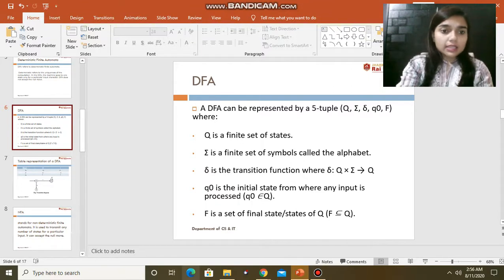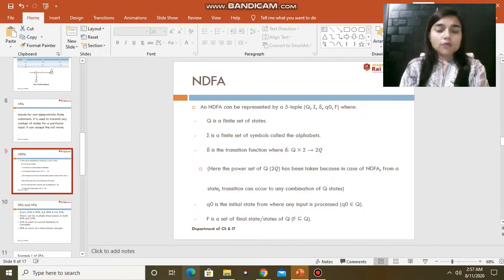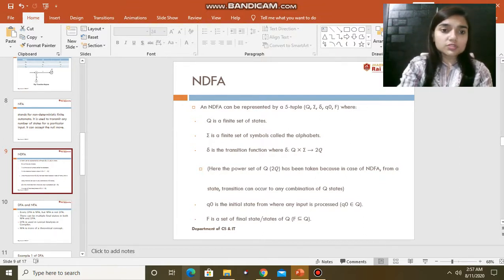But in NFA, or you can say NDFA, on giving some input symbol to the given state, it can reach more than one state. So here the transition function is represented as Q into sigma tends to 2 to the power Q. Here the power set 2^Q has been taken because in case of NDFA, from a state, transition occurs to any combination of Q states.